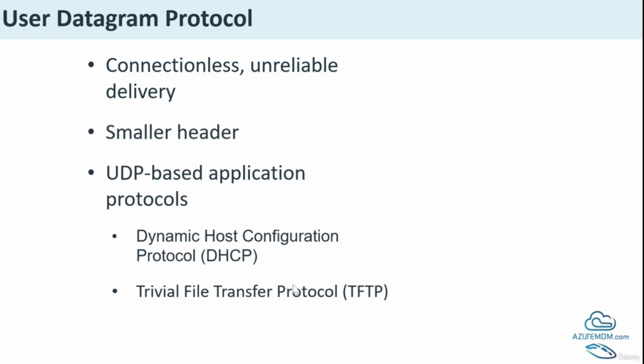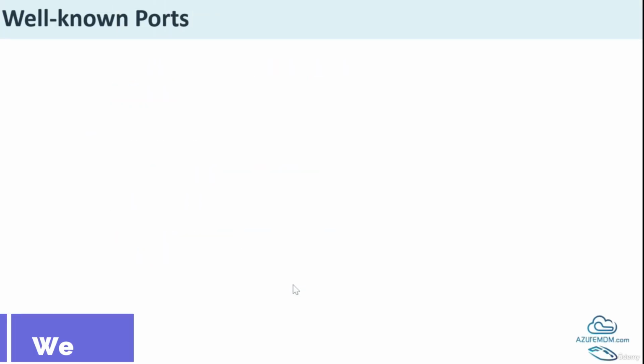UDP-based application protocols, as I said, include Dynamic Host Configuration Protocol, DHCP. It also uses Trivial File Transfer Protocol, that is TFTP. Now, we understand about the well-known ports. What are the various ports that we know?